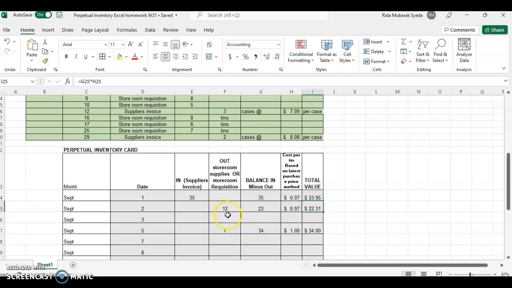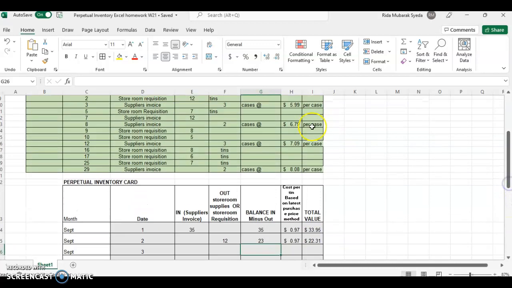For the next one, since we had 12 cans going out, we subtracted 12 from 35, and we got 23 as our answer. And we did the same thing as before. So 35 minus 12, we got 23, and we did the same thing as before, 79 times 23, and we got 18.17 as our total value.